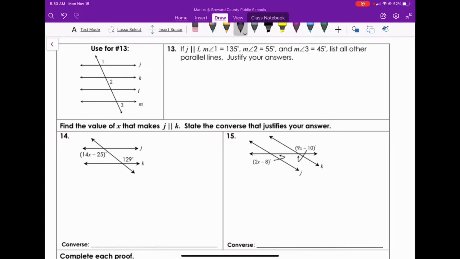All right, and welcome back to another mini lesson. We're going to pick up where we left off. This is going to be part 2 of proving parallel lines, and we're going to do numbers 13 through 15 for this video. So let's hop on in.